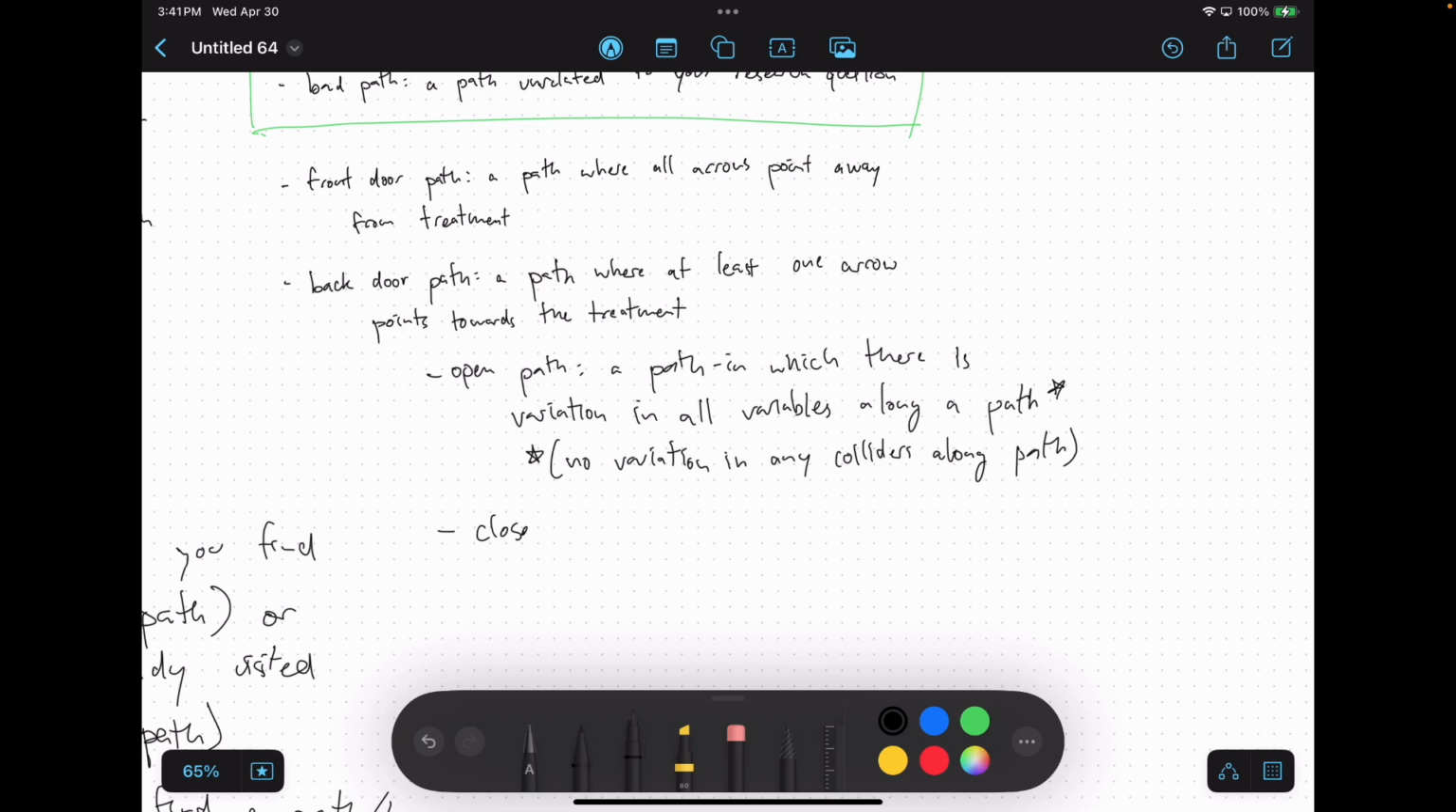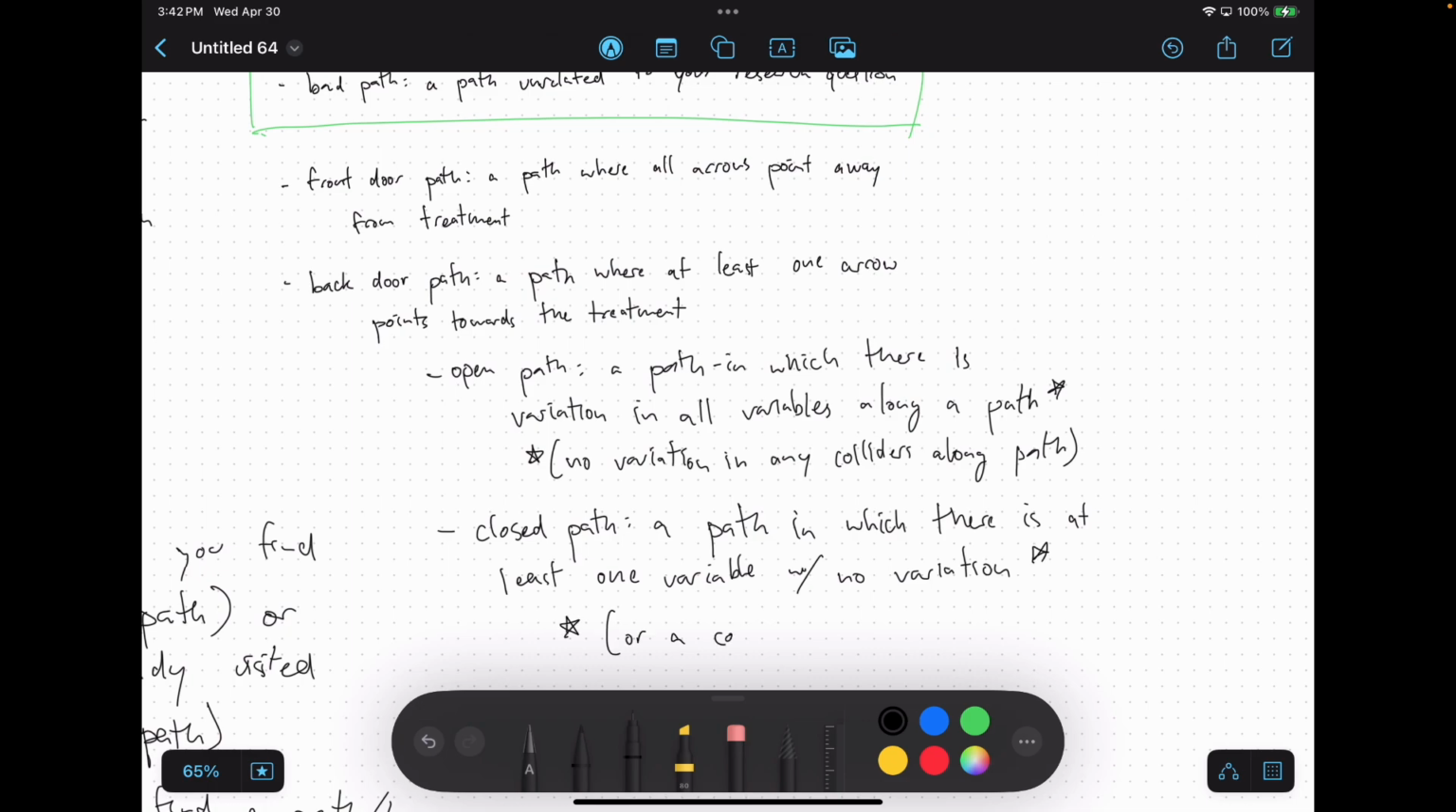A closed path is a path in which there is at least one variable with no variation, asterisk, or a collider with variation.